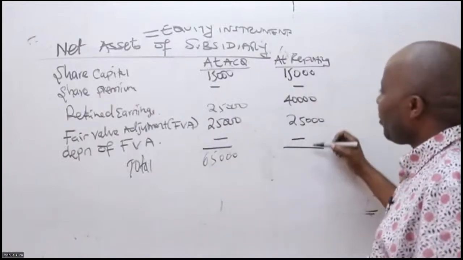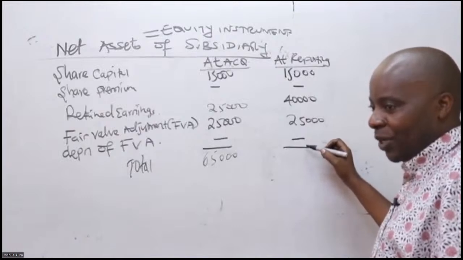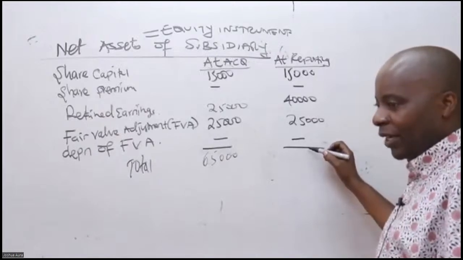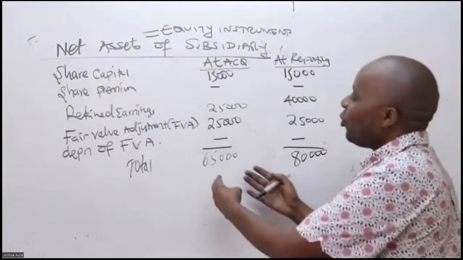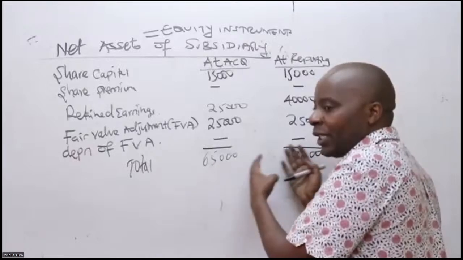65,000. How about at reporting? At reporting, what do we have? 80,000. Now, from acquisition to reporting, I can see there is growth.